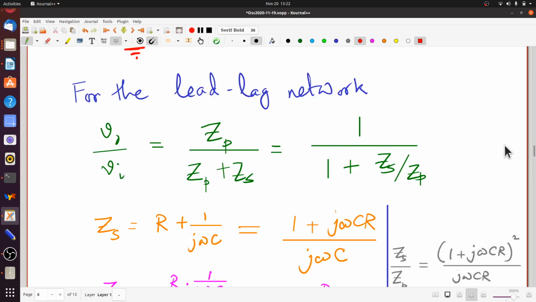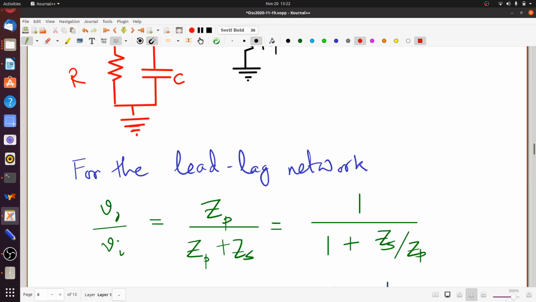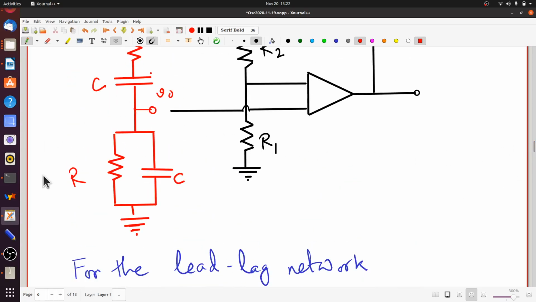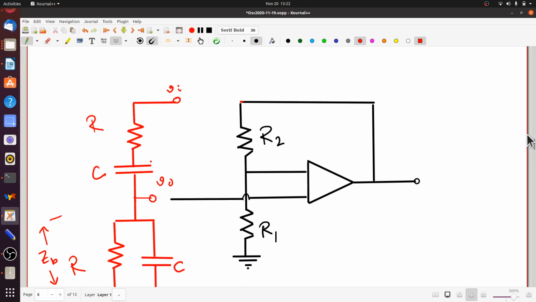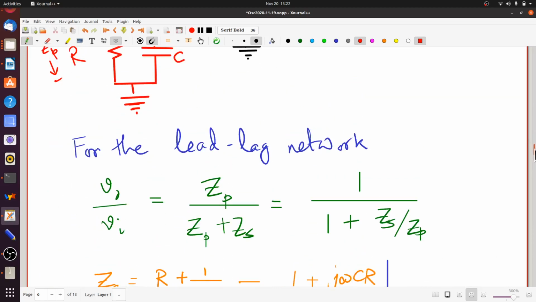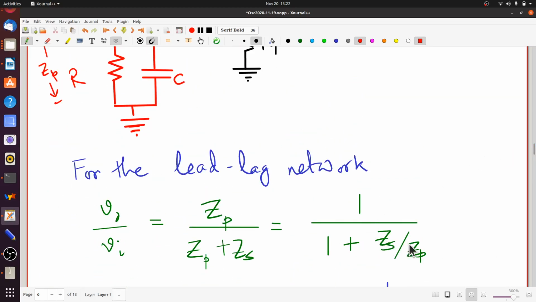For the lead lag network, specifically for the lead lag network, remember, not for the amplifier, the output by input ratio is ZP by ZP plus ZS, where ZP is simply this parallel combination, this is ZP, and the series combination is what we call ZS. So this is simply the series potential division formula at work. VO by VI is simply ZP divided by ZP plus ZS. That of course can be written down as 1 by 1 plus ZS by ZP.